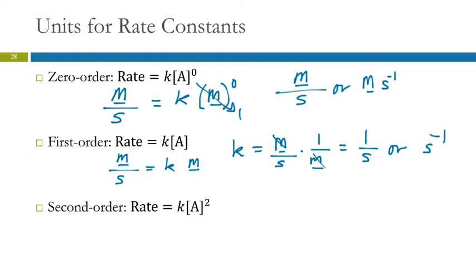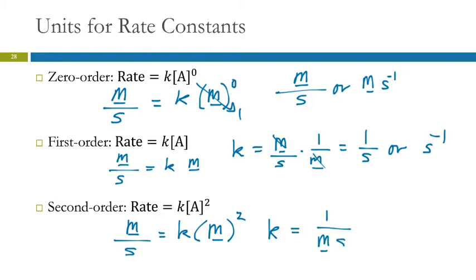And then in the second order equation, we again have the rate, molarity per second, equal to the rate constant, and now we've got molarity squared. So the unit will be 1 over molarity seconds, or molarity to the negative 1 times seconds to the negative 1. That seems like a really weird unit, and it is a weird unit. Any questions?